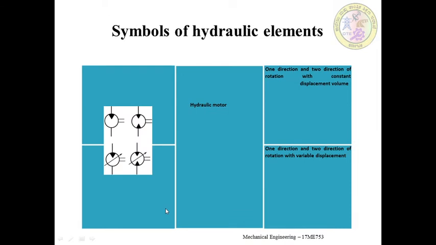And coming to this symbol, this is a hydraulic motor. One direction and two direction of rotation with constant displacement volume. This is the same arrangement with some arrows: one direction and two direction of rotation with variable displacement. Without arrow is constant displacement volume, with arrow is variable displacement. Hydraulic motor.